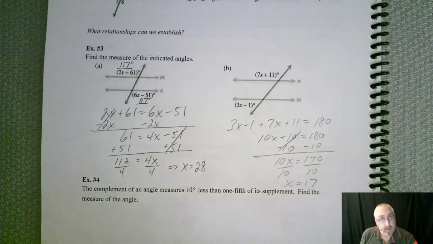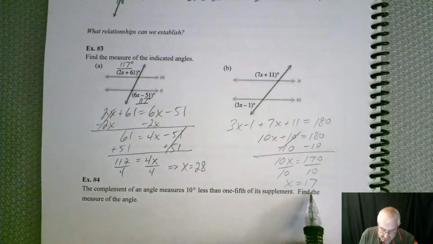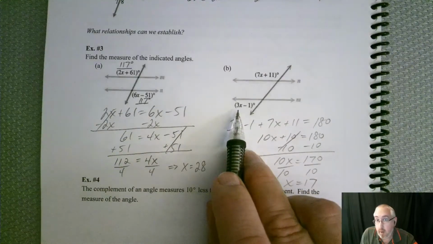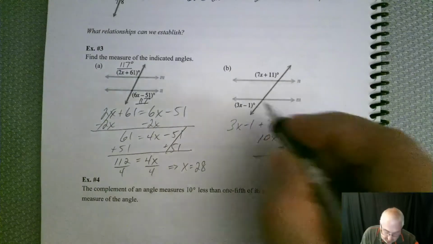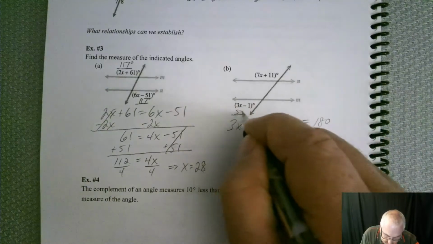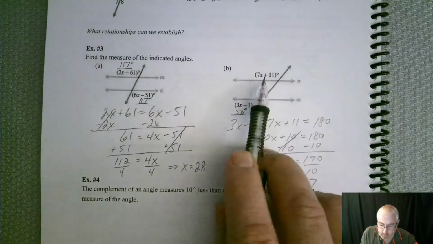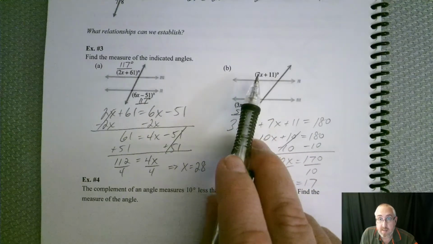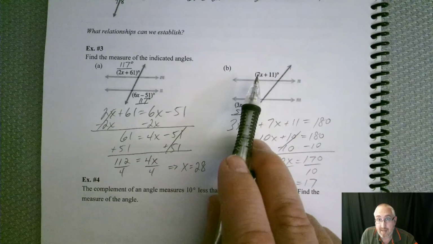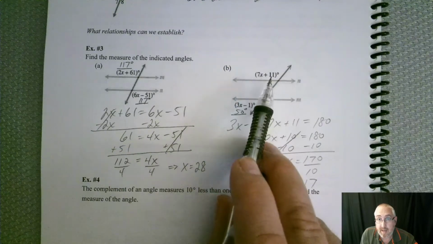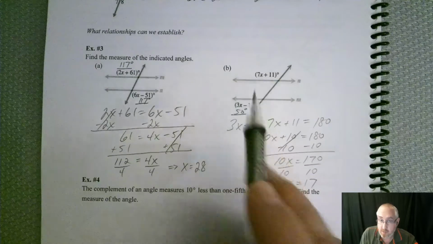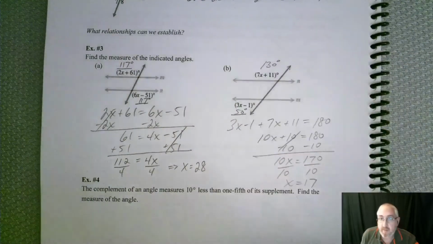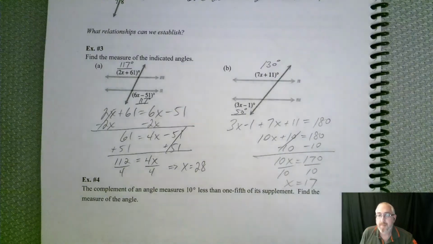All right, still got to check it. If we plug it in here, 3 times 17 is 51. 51 minus 1 is 50. So that's a nice angle. Then 17 times 7 is 119. 119 plus 11 is 130. So 130 and 50 add up to 180, so we're good.